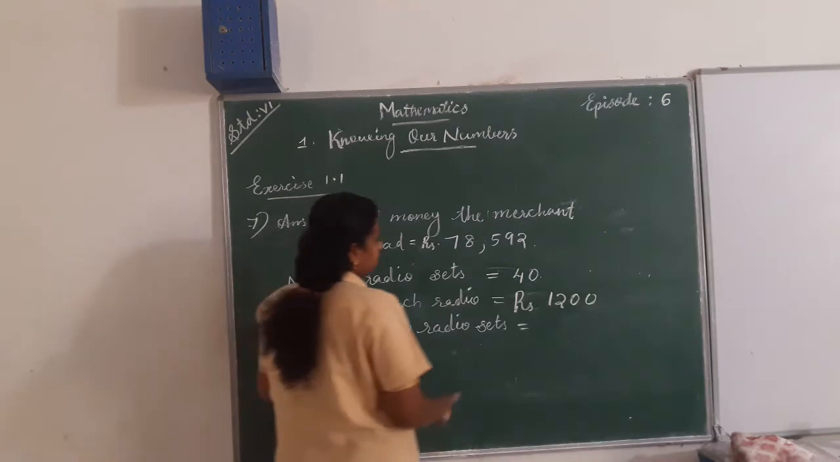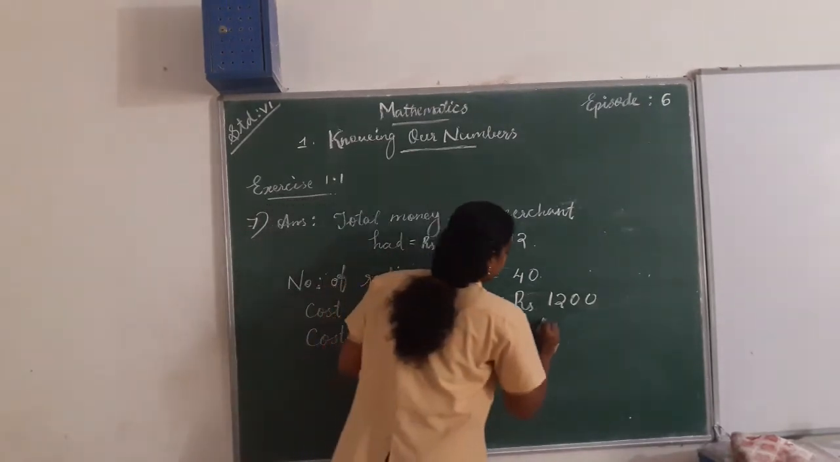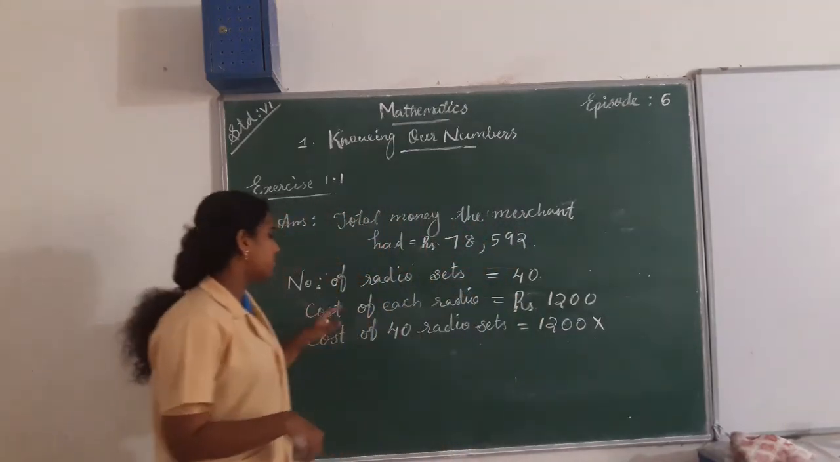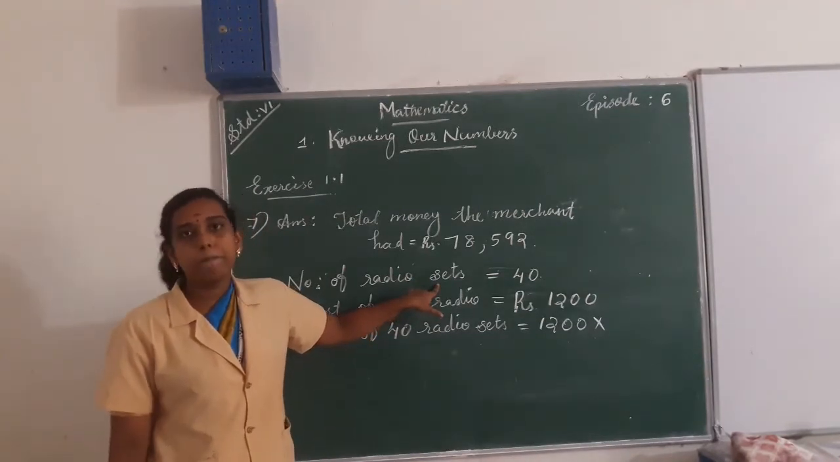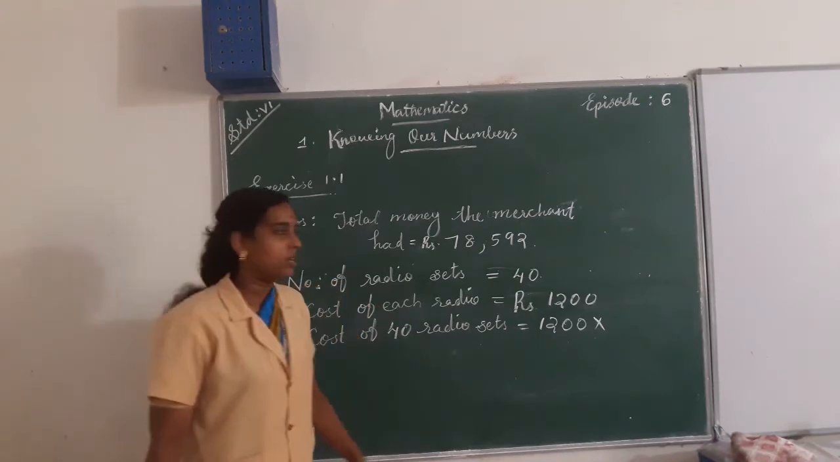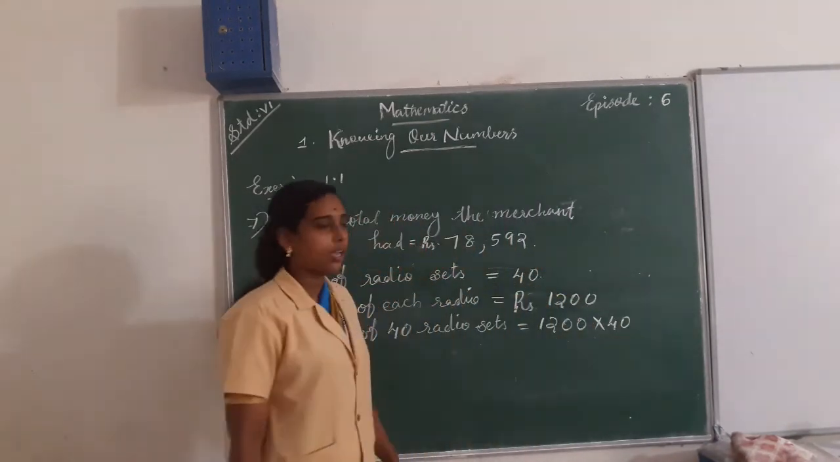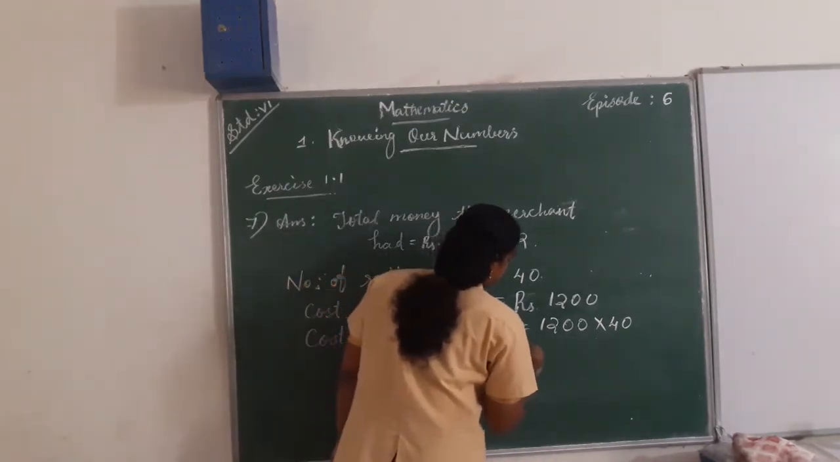That is, the cost of each radio, or cost of one radio, is 1200. We multiply the cost of one radio into the total number of radios she purchased. That is, the total number of radios she purchased is 40. So 1200 into 40. So we want to multiply and find the answer.